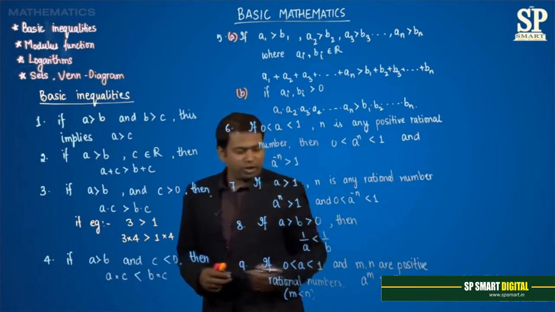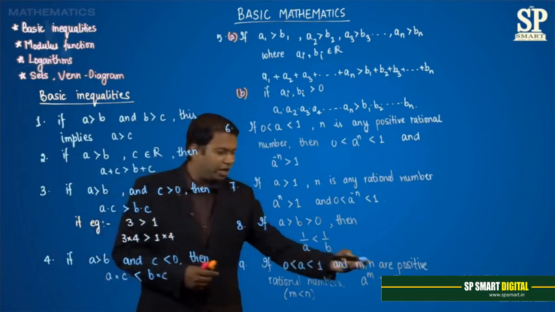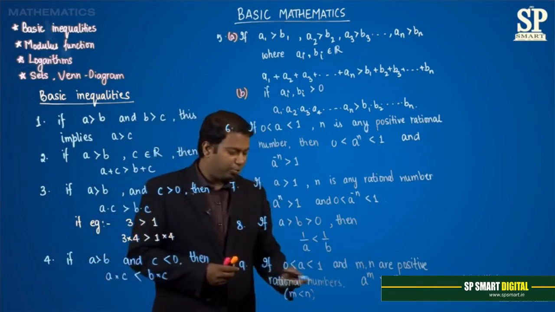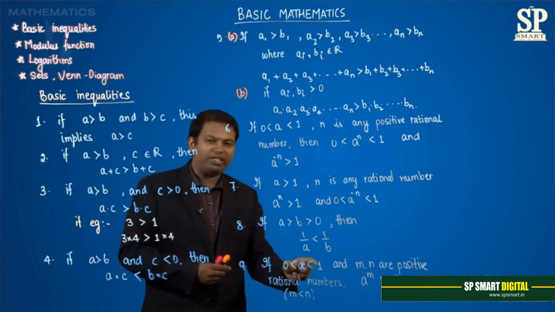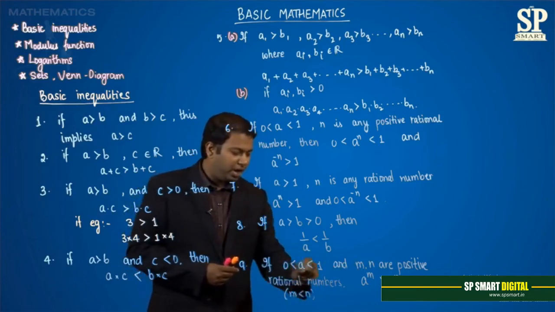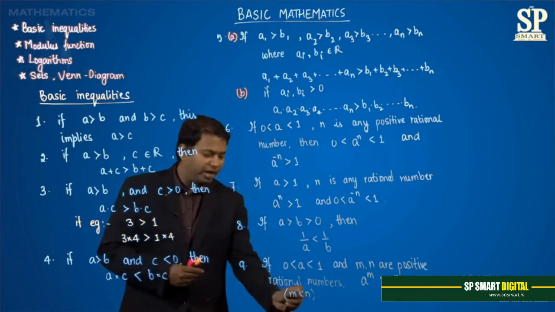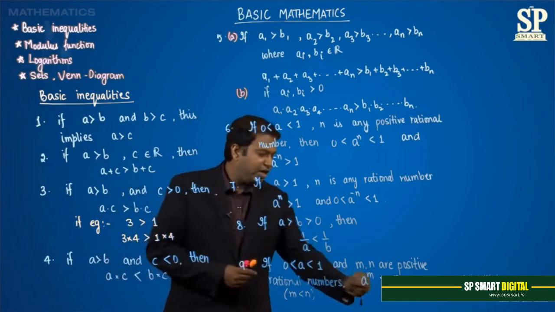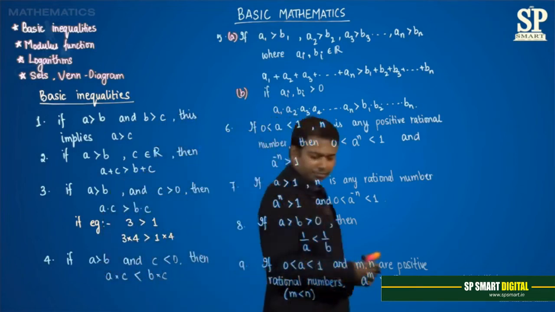So this is one of the important inequalities. If there are two numbers m and n which are positive such that m is less than n and a is a number between 0 and 1, if we raise a to the power m and a to the power n, the inequality reverses between m and n, and here you can see a to the power m becomes greater than a to the power n.